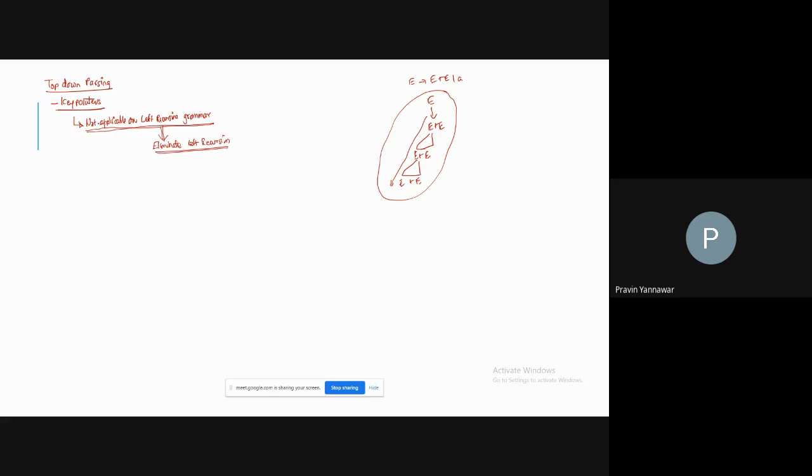So the key pointer you need to understand is that first, if the grammar is provided to you, you need to eliminate the left recursion. Now, let us try to understand this with an example.